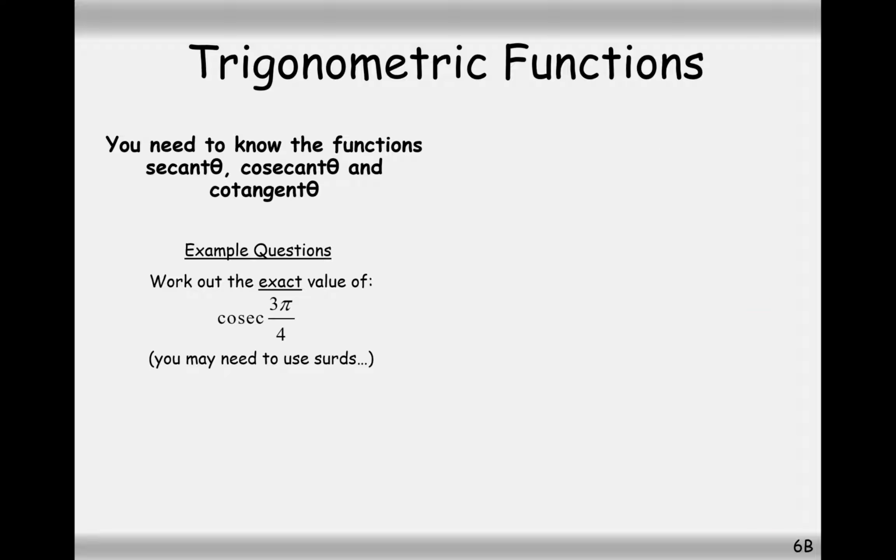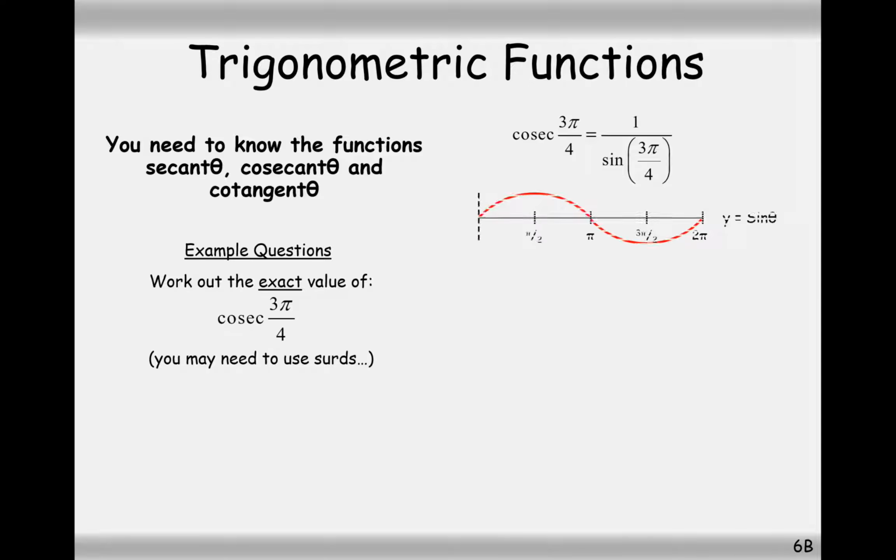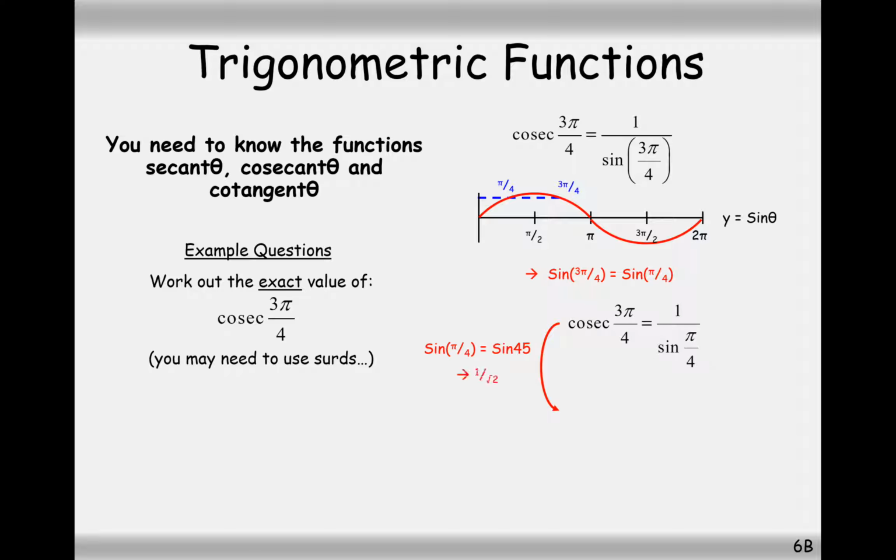Okay, work out the exact value of cosec 3 pi by 4. So remember, cosec is the sine one, so let's have a look at the sine graph. Sine 3 pi by 4 will be at this point here, which will be the same as sine pi by 4. Sine pi by 4 is 1 over root 2. So it's going to be 1 over 1 over root 2, and you get root 2. So the answer here is going to be root 2.